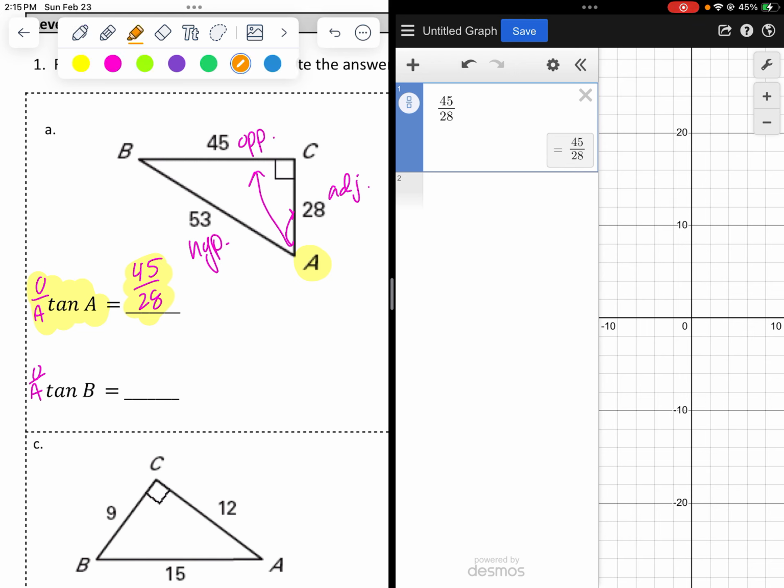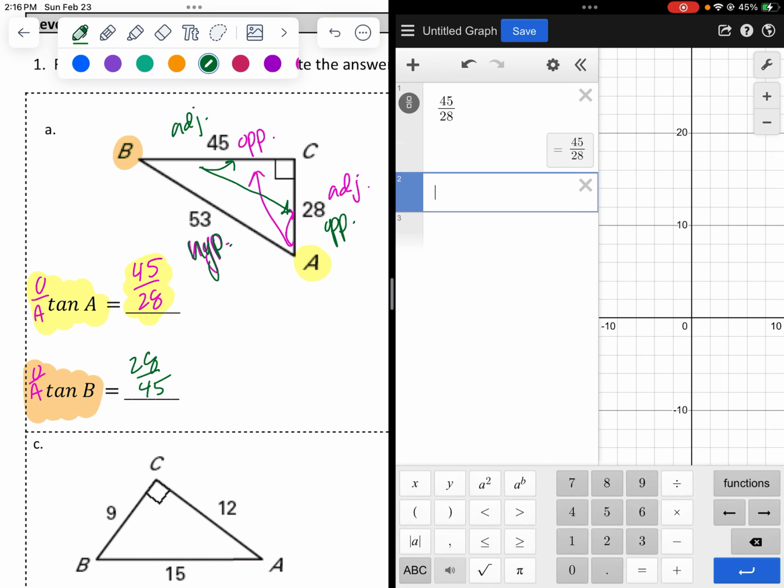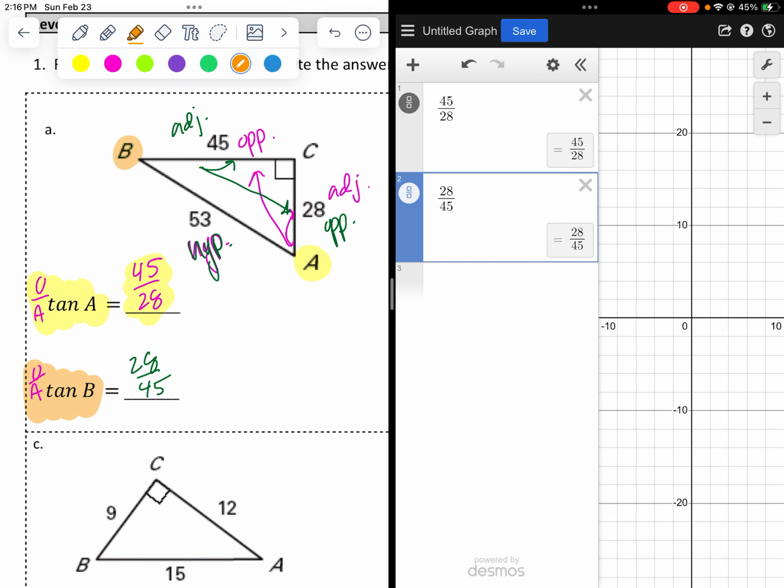Okay, I'm now going to go ahead and look at tangent of B. So different reference angle, I'm looking at angle B. Then that changes my opposite and adjacent side. So opposite of B is the 28. Then the adjacent of B is the 45. And then the hypotenuse stays the same. Okay, hypotenuse is always going to be the longest side, which is across from your right angle. So tangent of B, if I'm looking at my green, I have 28 over 45. Same exact thing. I'm going to go and plug in 28 all over 45. And this fraction does not reduce, so we leave it as 28 over 45.